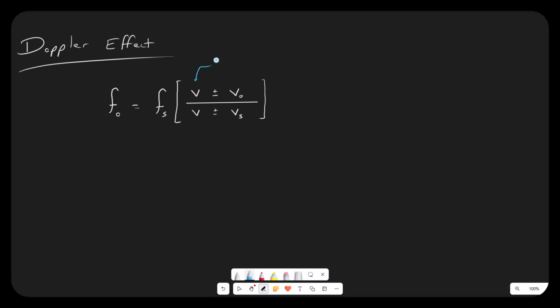Regular v without a subscript is the speed of the wave. And then anything with an O is observer. Anything with an S is source, and the one saving feature of this equation is that at least it's alphabetical. The O goes on top, the S goes on the bottom. So here we go. What do we do with this?